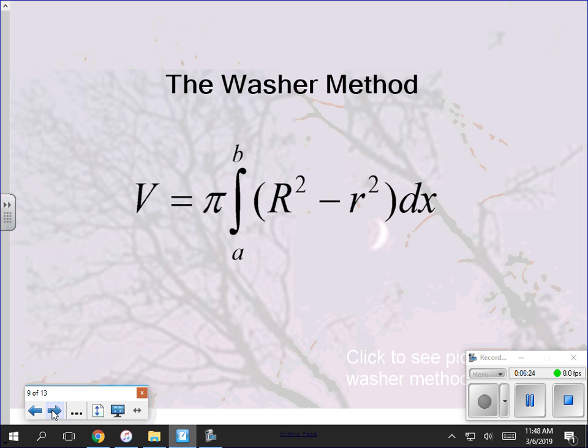I like to pull it out because it tends to make it easier to do the work. Without pi involved in typing it into your calculator, or if you're doing it by hand, pull the pi out in front, get it out of the way, do the integral, and then slap pi on your answer. I like that. It makes it easier.